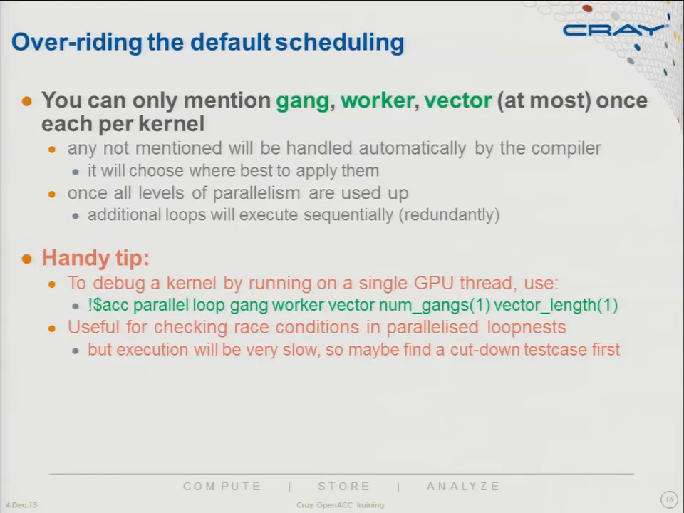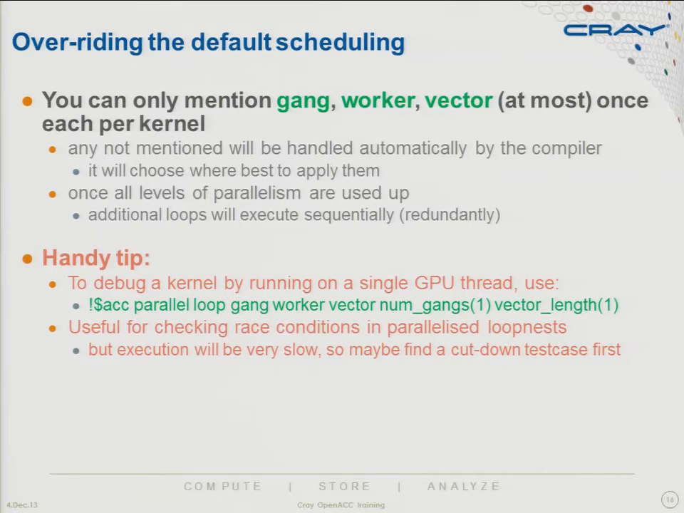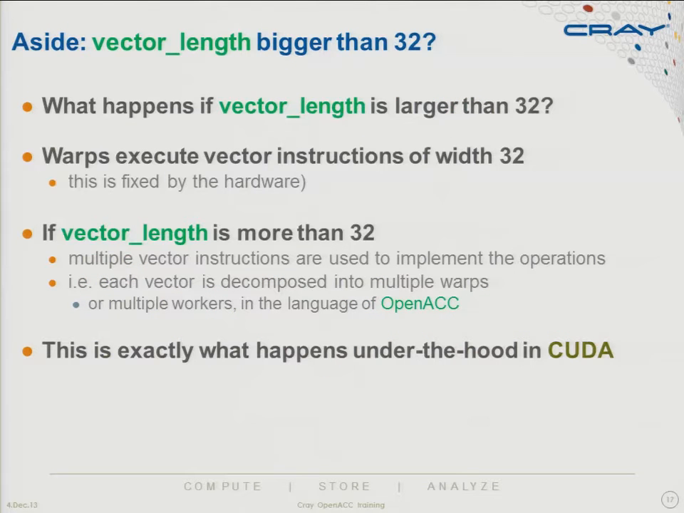If you have a race condition and your code doesn't take too long to run, you can run it on a GPU with one thread and one thread block. It's a way of finding out if it's a problem in the code or if it's a race condition. But execution will be very slow.